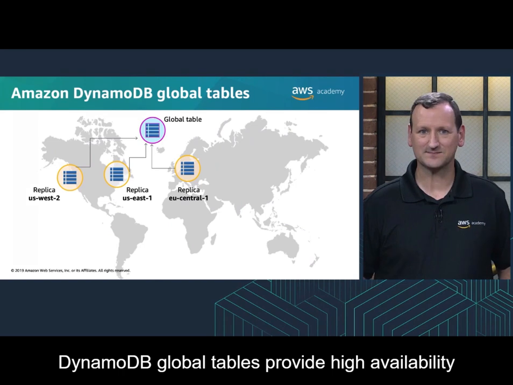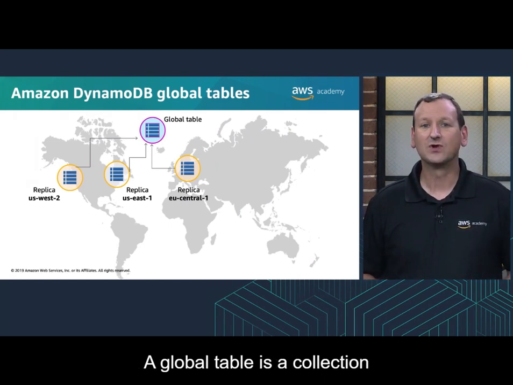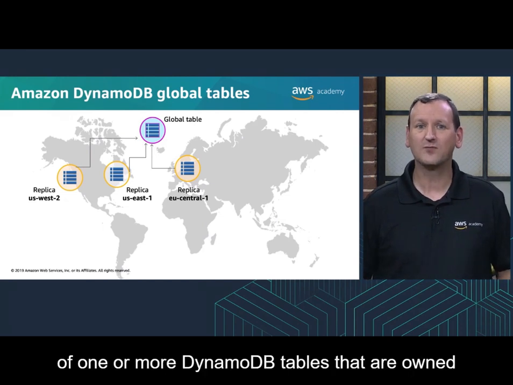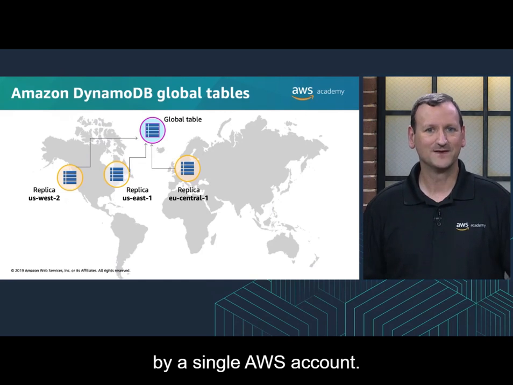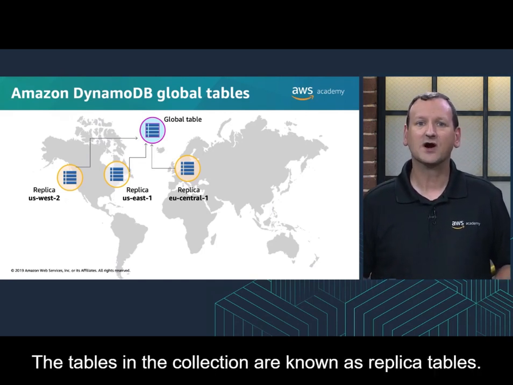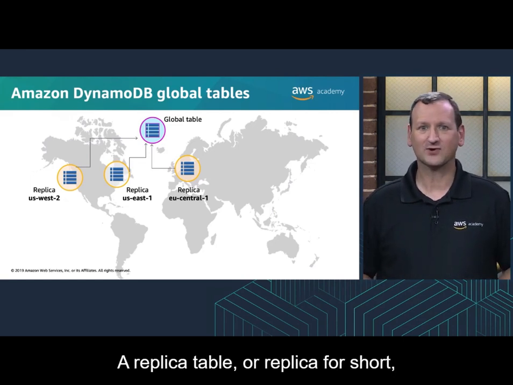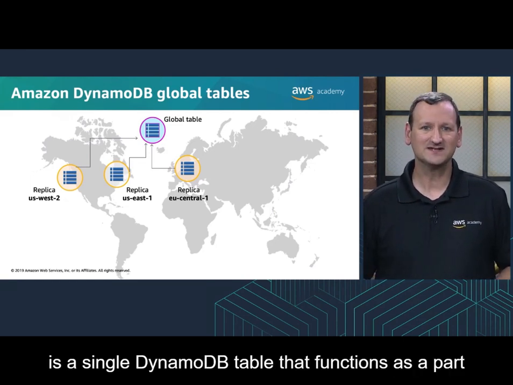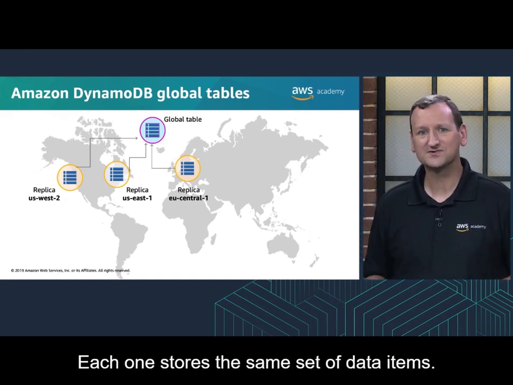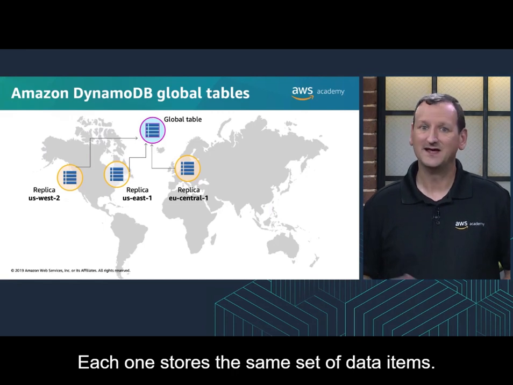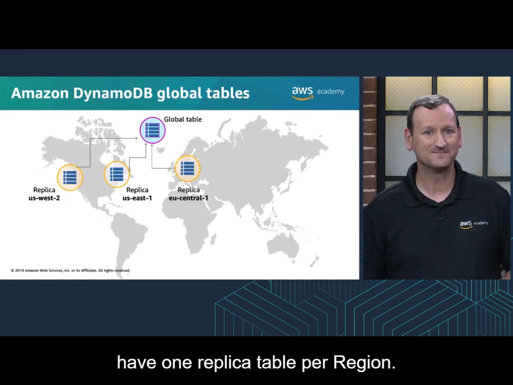DynamoDB global tables provide high availability and scalability across regions. A global table is a collection of one or more DynamoDB tables that are owned by a single AWS account. The tables in the collection are known as replica tables. A replica table, or replica for short, is a single DynamoDB table that functions as a part of a global table. Each one stores the same set of data items. Any given global table can only have one replica table per region.